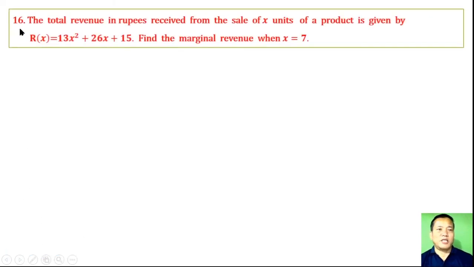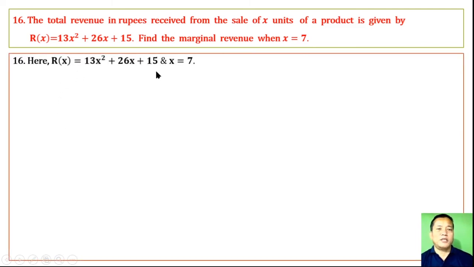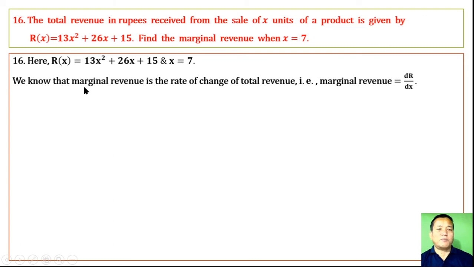Question number 16. The total revenue in rupees received from the sale of x units of a product is given by R(x) equal to 13x square plus 26x plus 15. Find the marginal revenue when x is 7. Here R(x) is this and x is 7. We note that marginal revenue is the rate of change of total revenue.